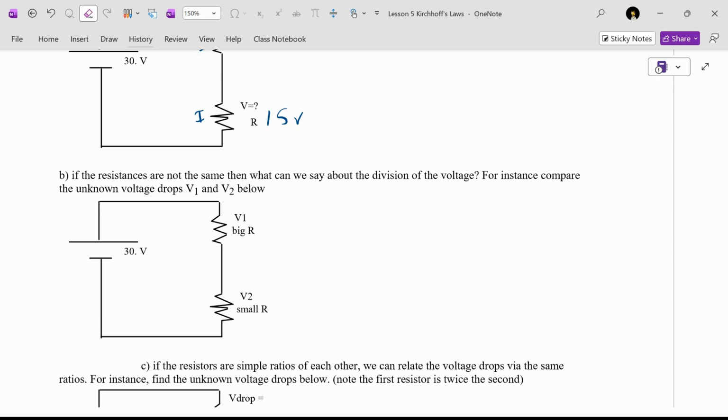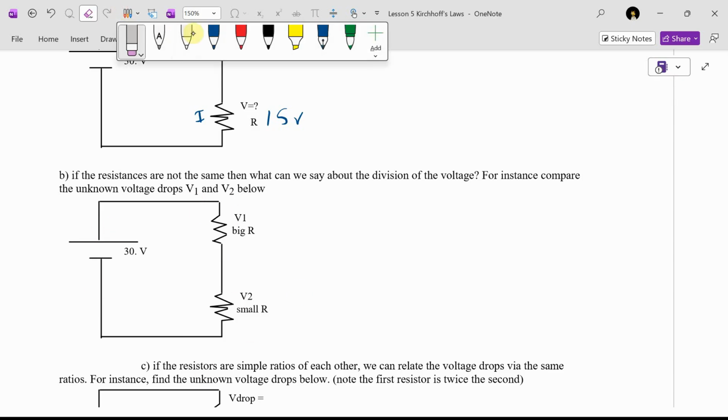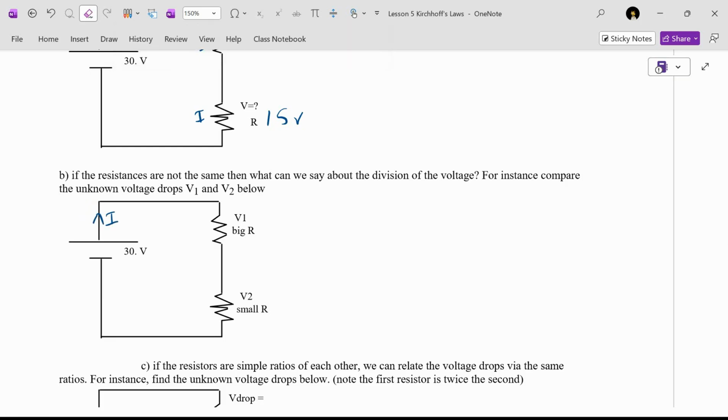Are there any junctions in this ski run here? No. Then you know how many amps are leaving here? I amps. You know how many amps are going along the top run, Ethan? I amps. You know how many amps are going through big R? Little r? You know what? Big resistance, same current. Bigger V, smaller v. In other words, V1 is going to be greater than V2.